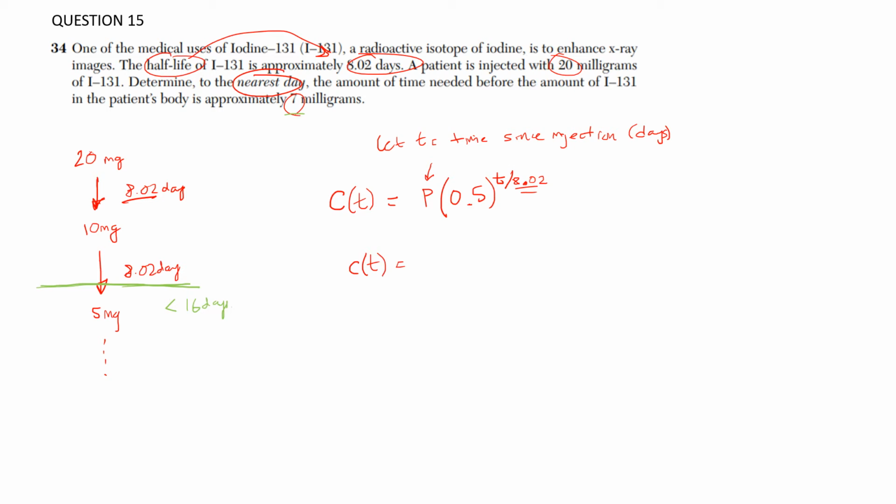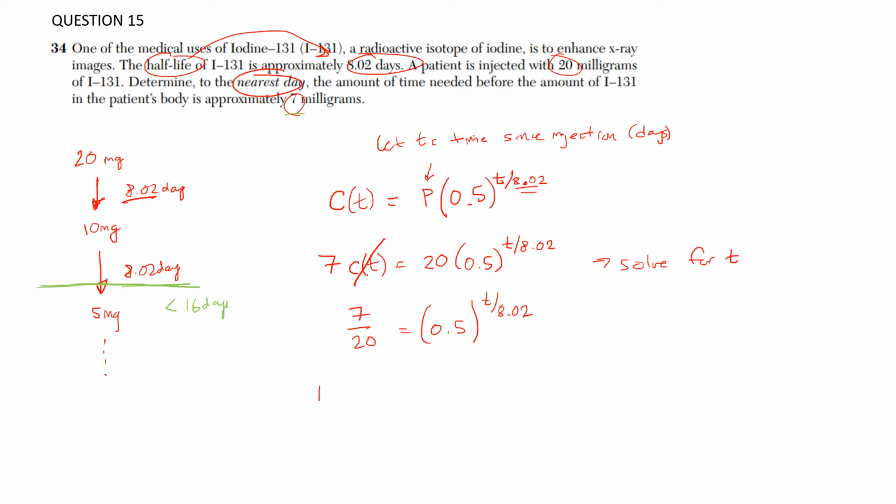So we have C of t equals, we're looking for 20 milligrams initially, times 0.5 to the t over 8.02. We're looking for 7 milligrams, so we can set this to 7, and then simply solve for t. I'm just going to divide by 20 on both sides. It's 0.5 to the t over 8.02, and we use our log rules here to eliminate the exponent.